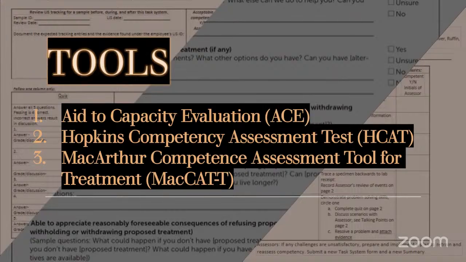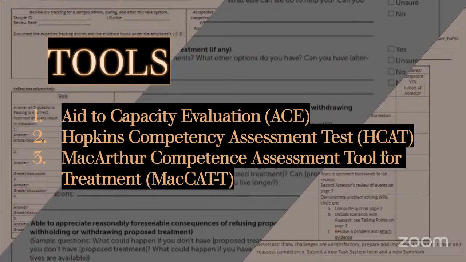The second tool is the Hopkins Competency Assessment Test. It is another option. Unlike the ACE, it evaluates for more generalized incapacity, which is useful when considering transfer of decision-making authority to a surrogate. The third one is the MacArthur Competency Assessment Tool for treatment, which is more detailed and comprehensive, but it requires more time to administer.